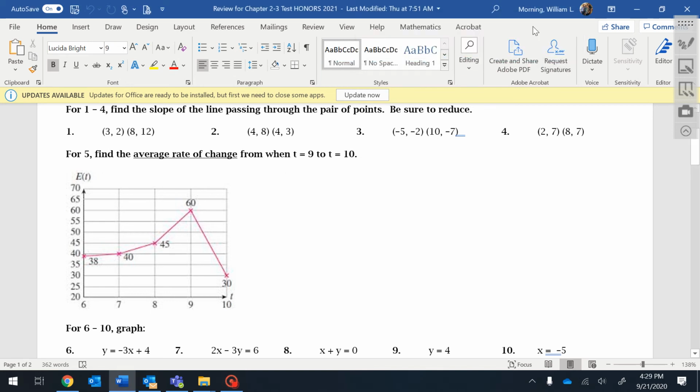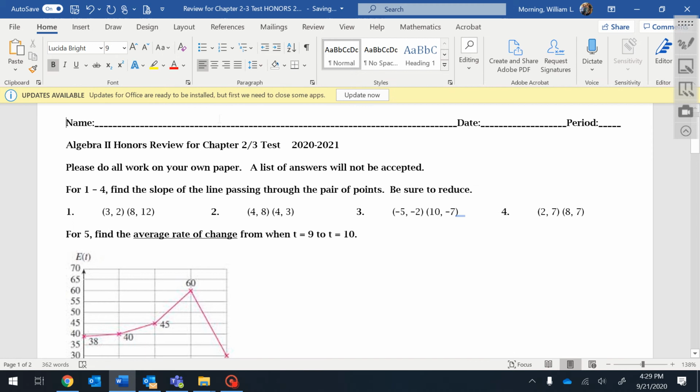Okay, today we'll be going over the review for the test on Thursday. This is primarily for 7th period because I'm not going to be there to do it in class. I've got a doctor's appointment. So, I'm going to go ahead and go through each of these.